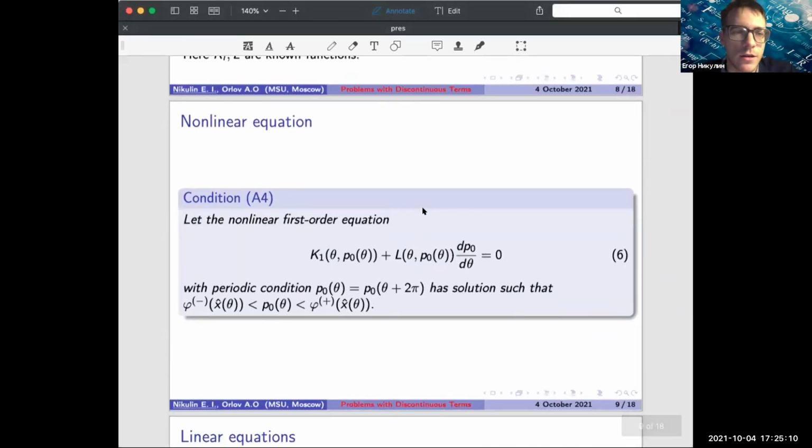We require the condition A4. Let the nonlinear first order equation 6 with periodic condition have a solution such that P0 lies between phi minus and phi plus on the curve C0.